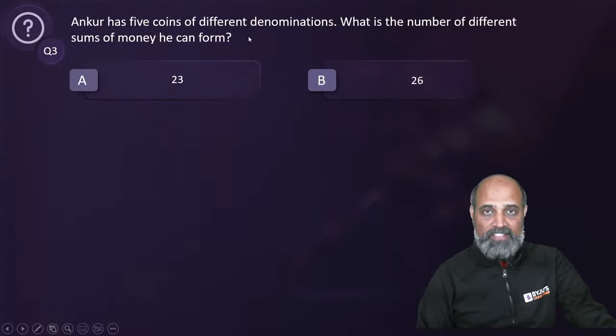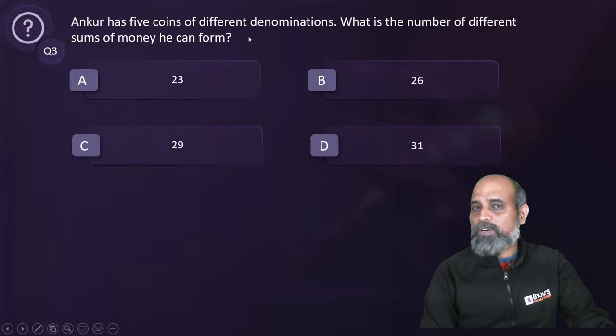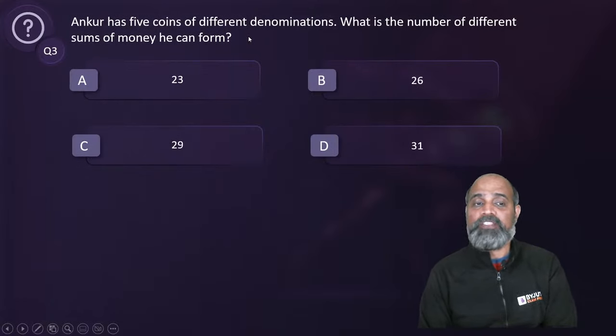So everyone is correct except for one. I mean, almost everyone is correct. The answer was 215 upon 224. Next one. Ankur has 5 coins of different denominations. What is the number of different sums of money he can form?